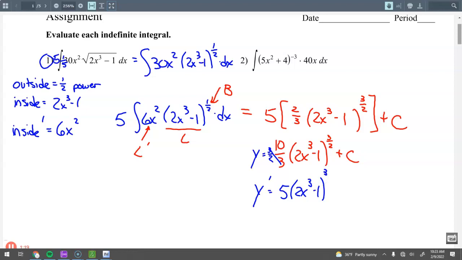2x to the third minus 1 to the 3 halves. But then what would you multiply by? The derivative of the inside, which is not 2. It is 6x squared. Well, what's 5 times 6x squared? 30x squared.